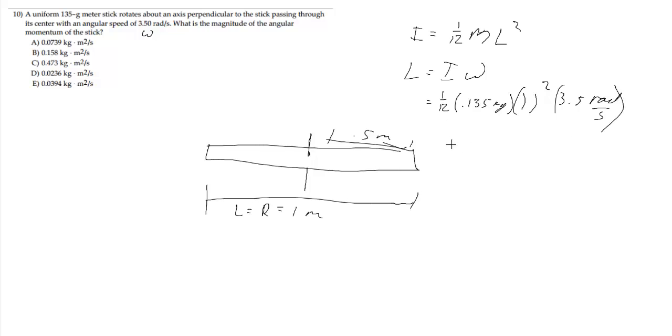All right, and once you go through all that math, you will find that the answer is E, 0.0394 kilograms meters squared per second. All right, so we're going to move on to the open-ended problems. A 24.5 kilogram child is standing on the outer edge of a horizontal merry-go-round that has a moment of inertia of blah about a vertical axis through its center and a radius of 2.4 meters. The entire system, including the child, is initially rotating at 0.18 revolutions per second. Okay, so revolutions per second is not the right unit, so we're going to have to convert that later.